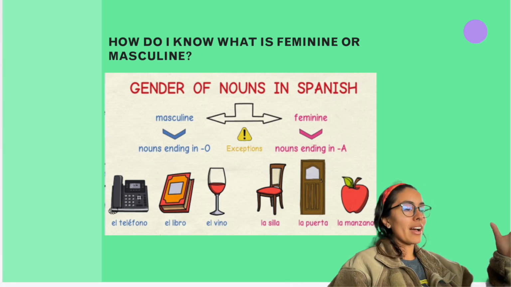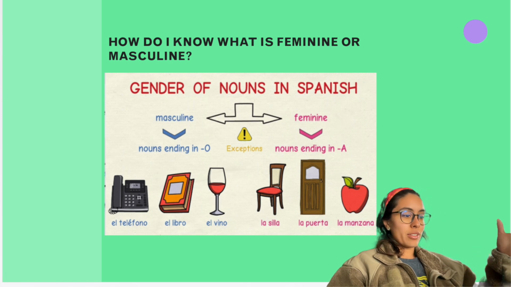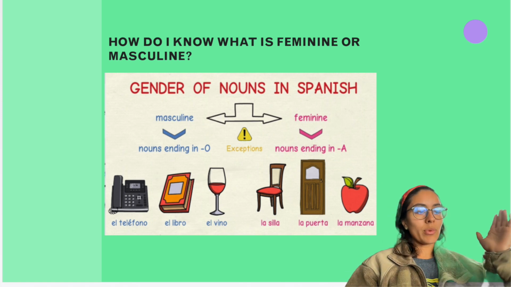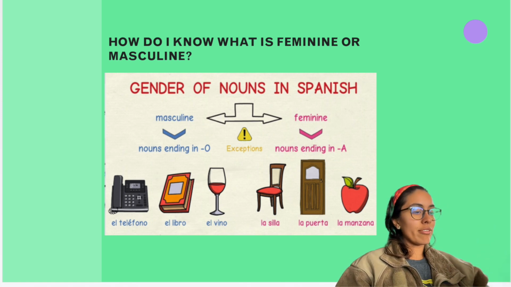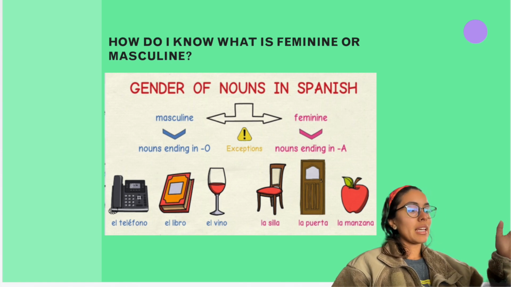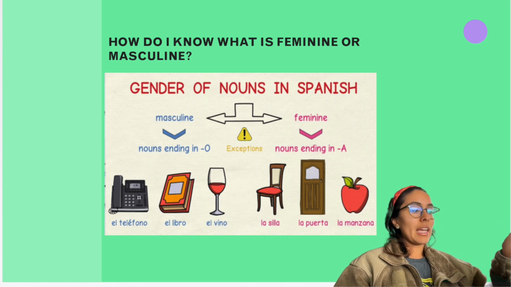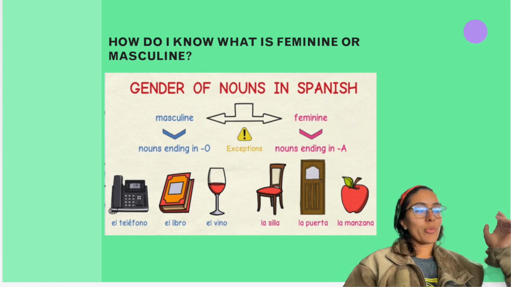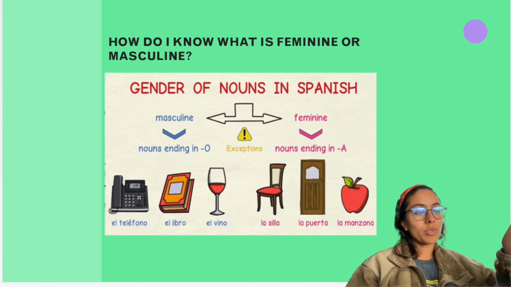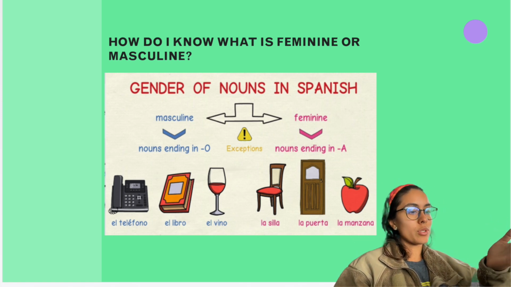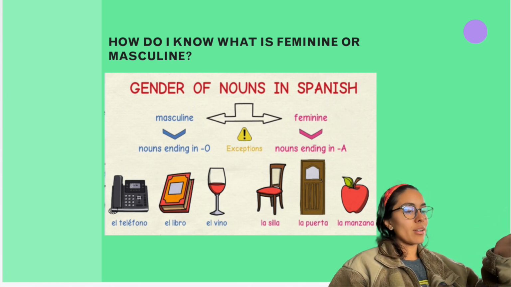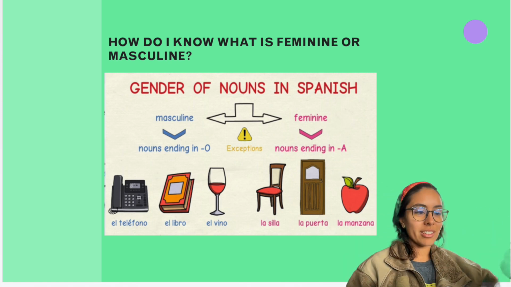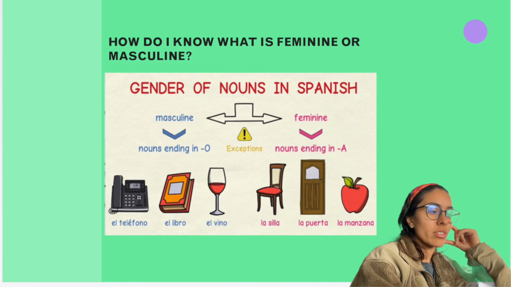So here we have some examples for the masculine. We have teléfono, we have libro, and we have vino. So teléfono is telephone, libro is book, and vino is wine. For feminine, we have silla, which is chair. We have puerta, which is door. And we have manzana, which is apple. So as you can see, masculines are ending in O, feminines are ending in A. Any questions on this one?